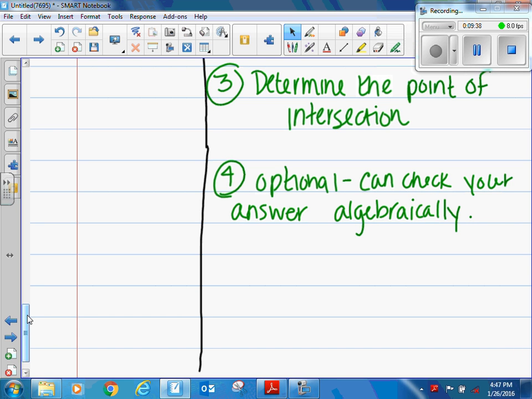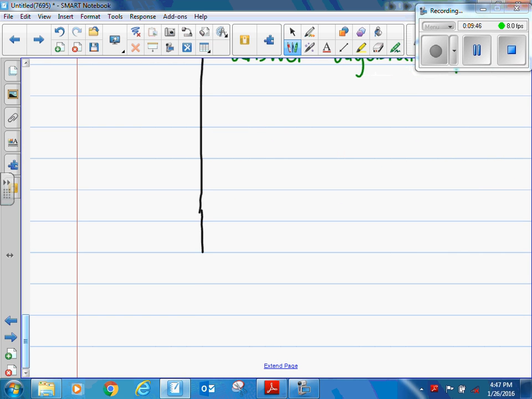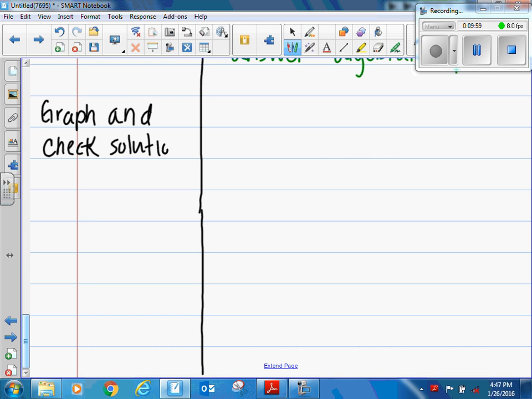Okay, so now that we have these steps, we're going to look at a couple examples. So we're going to graph and check the solution. Now I'm only going to check the solution on one, but I'm going to show you how it's done so that you in the future can do it. And it's very similar to what we did in the beginning when we checked to see if an ordered pair is a solution. All right, so here we go. Here's our example.